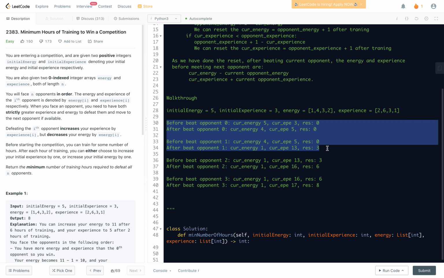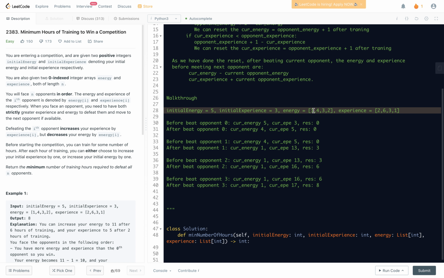Here is a detailed walkthrough for example 1. I'm going to explain the first 2 groups, and then I will leave the other details for the audience. First, the initial energy is 5 and the initial experience is 3, so both are larger than the first opponent's energy and experience, so we do not need training hours. After beating this opponent, the energy is decremented by 1, so we have energy 4.